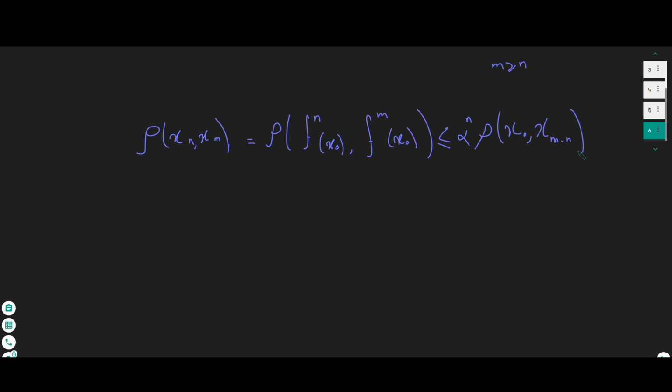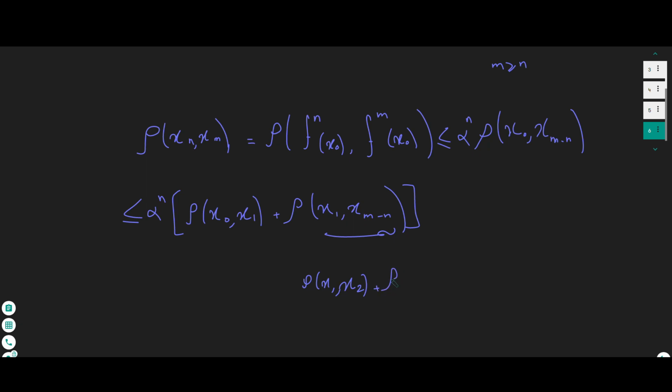Here we want to apply the triangle inequality for this term. So this is less or equal to, this doesn't change anything, rho, we can put these in parentheses, rho of x sub 0, x sub 1 plus rho of x sub 1, x sub m minus n. All right? Close the parentheses. Well, I want to apply the triangle inequality to this term now, which would be rho of x sub 1, x sub 2 plus rho of x sub 2, x sub m minus n.